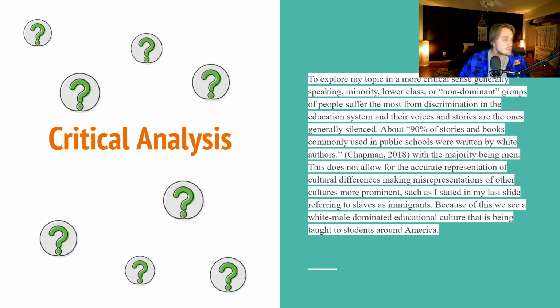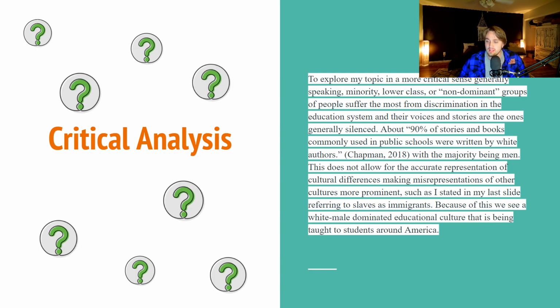So let's look at a critical analysis of this topic. To explore my topic in a more critical sense, generally speaking, minority, lower class, or non-dominant groups of people suffer the most from discrimination in the educational system, and their voices and stories are often the ones that are silenced. About 90% of stories and books commonly used in public schools were written by white authors, Chapman, 2018, with the majority being men.